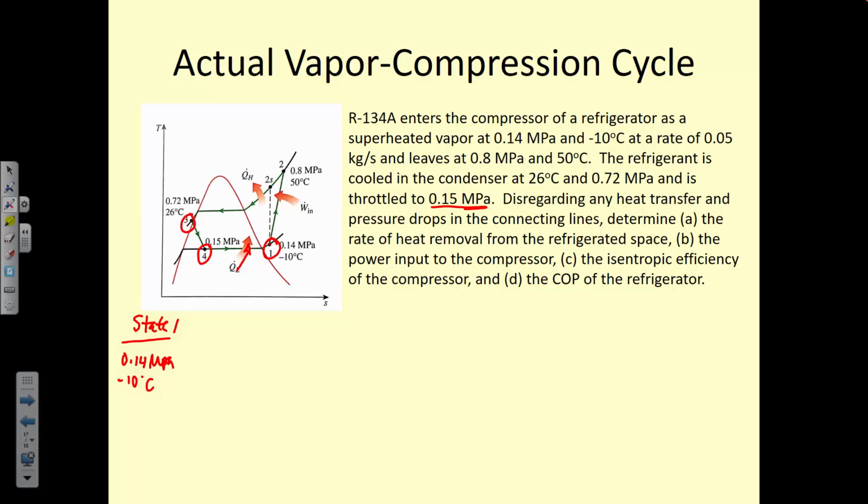So if we go to that table and we look up the enthalpy value at state 1, we find that it is 246.37 kilojoules per kilogram. Okay, now what about state 2? What are the conditions of state 2?